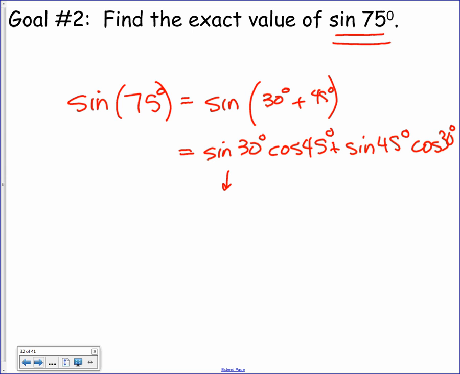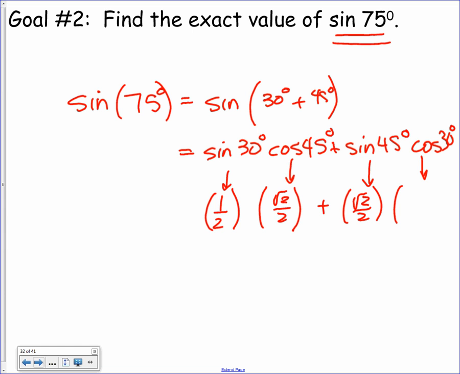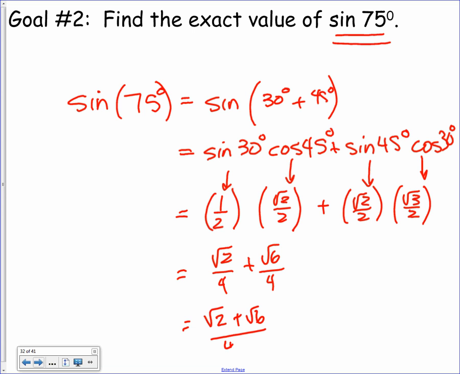Okay? Sine of 30 is 1/2. Cosine of 45 is root 2 over 2. Plus sine of 45 is root 2 over 2, and the cosine of 30 is root 3 over 2. So when I simplify this, I'm getting root 2 over 4 plus square root of 6 over 4, which is root 2 plus root 6 over 4, and poof, there's your answer. Okay.